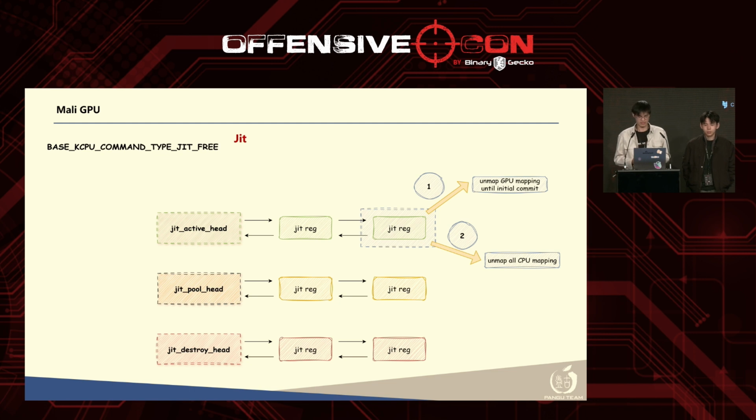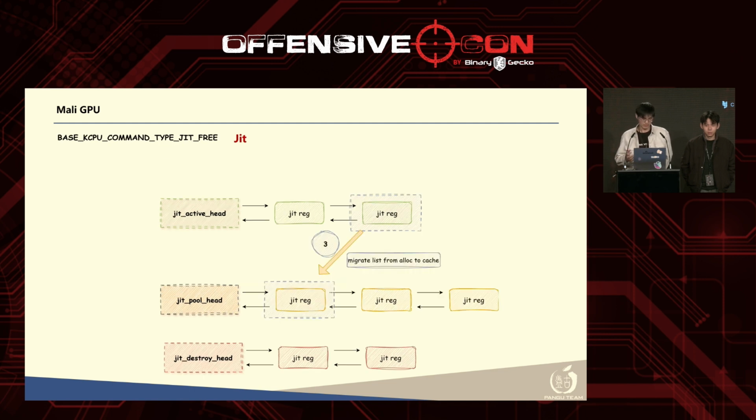You can see the JET life cycle. It only has 4 steps. At the first step, you can unmap the GPU memory, recycle it into the JET active head, and from the JET active head you can put it in the JET pool head, and the JET pool head is the free head.